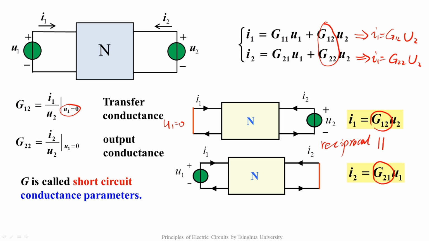We can prove that a linear resistive network definitely satisfies that G21 equals G12 by the reciprocal theorem. It means that the resistive two-port network must be a reciprocal two-port, but a reciprocal two-port may not be a resistive two-port network. You should pay attention to this.